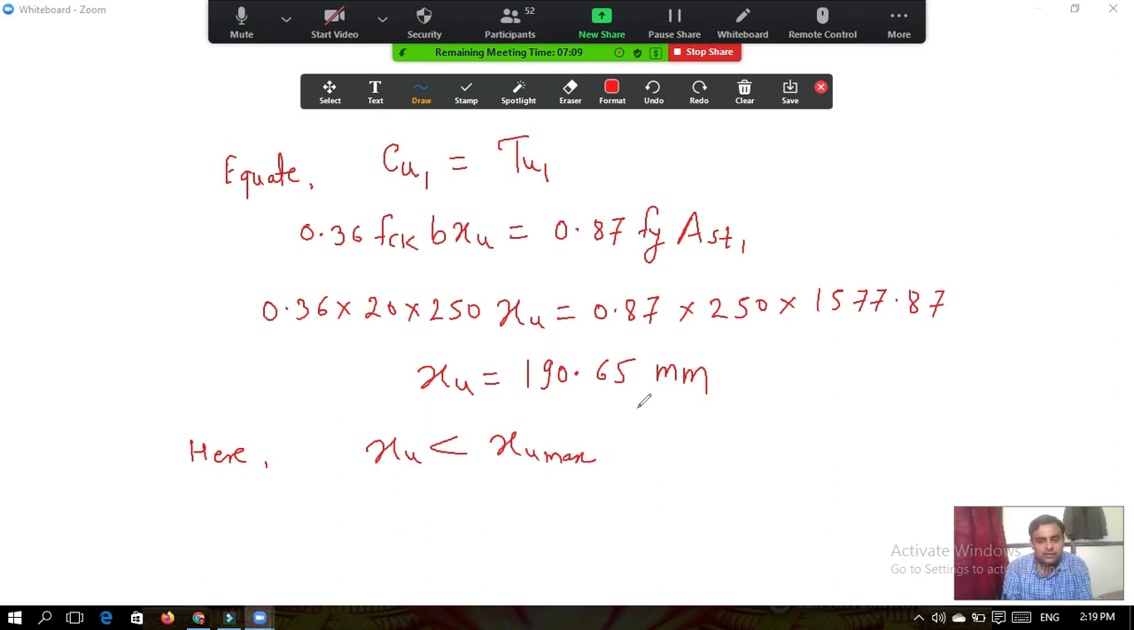So if XU is less than XU max, which type of section is it? It is under reinforced section. So this section is under reinforced section. So now from this we can calculate which formula we are going to use now.